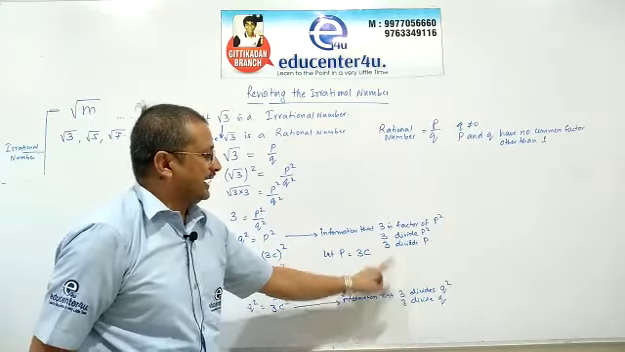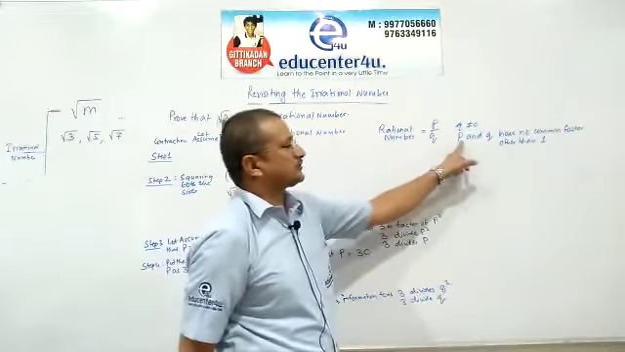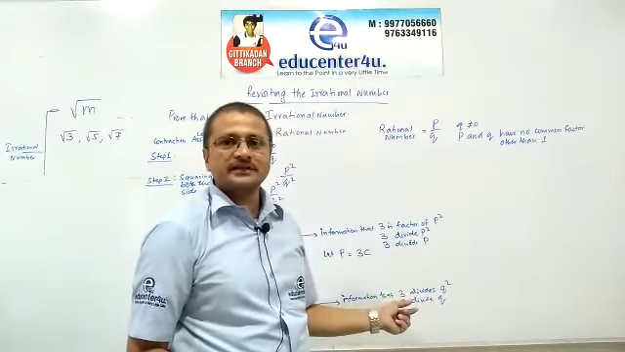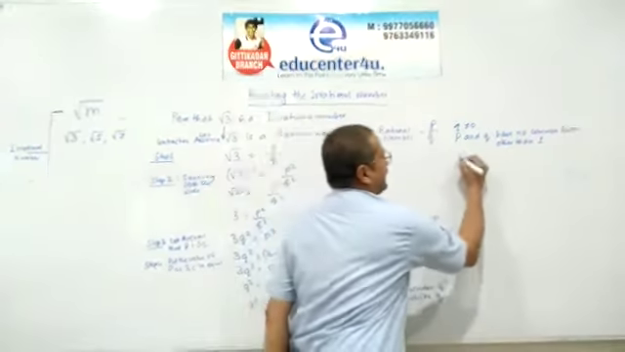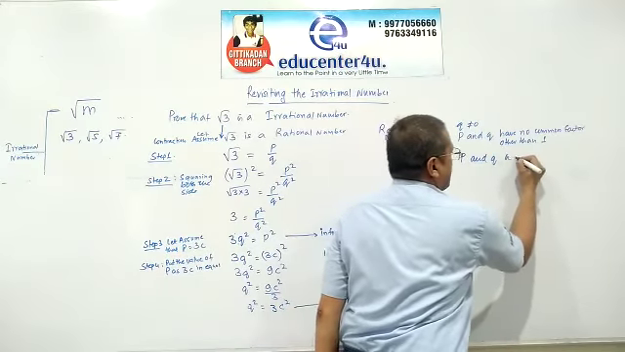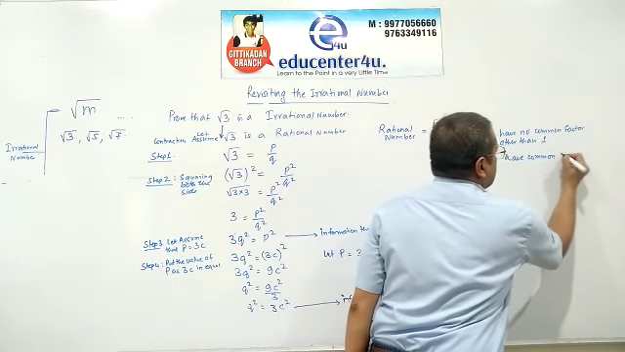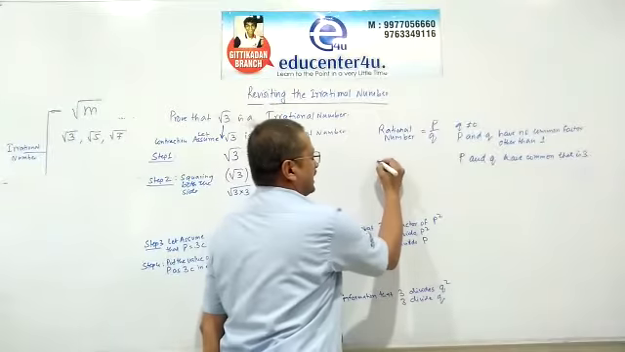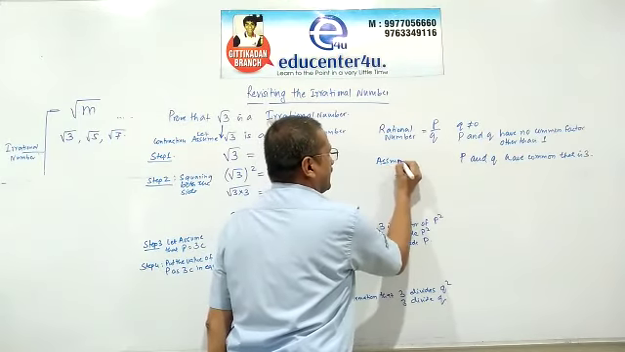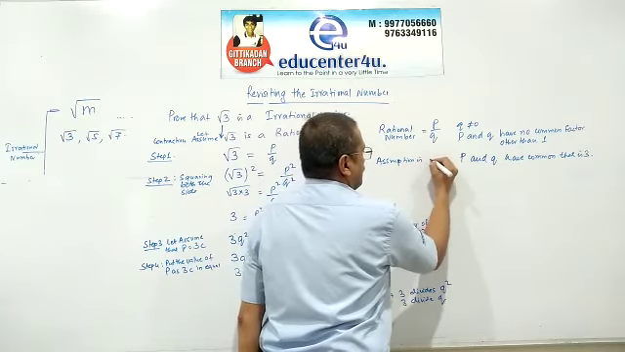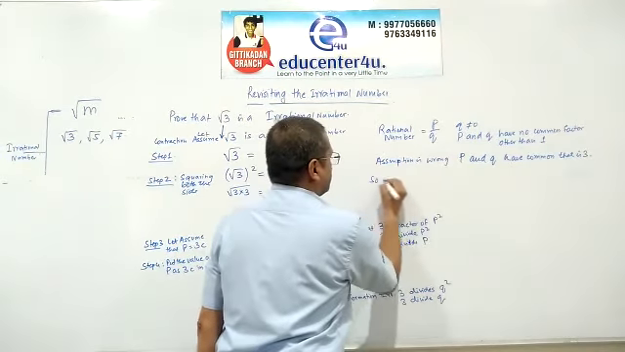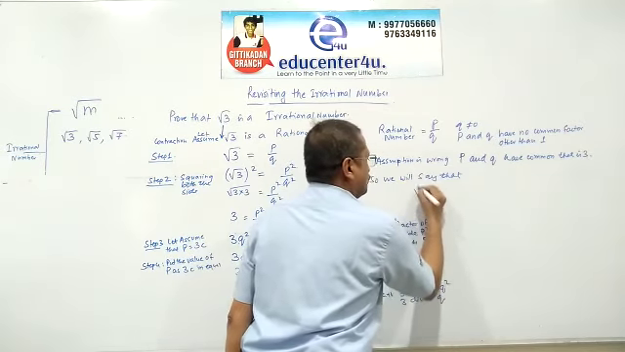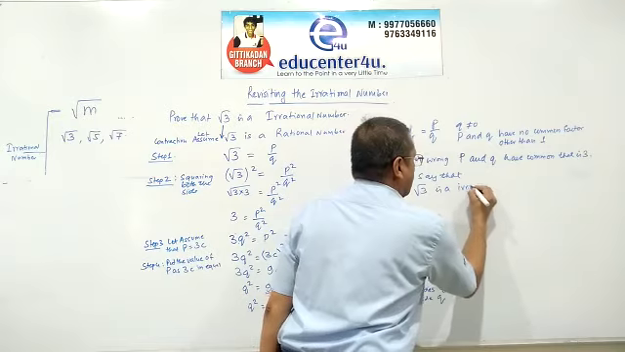So from here, 3 and 3, we can say that from the assumption we have taken, p and q do not have a common factor. But what we are seeing is that p and q have a common factor, that is 3. So whatever assumption we have taken is wrong. So we say that root 3 is an irrational number.